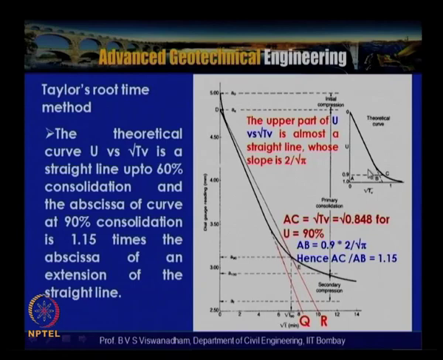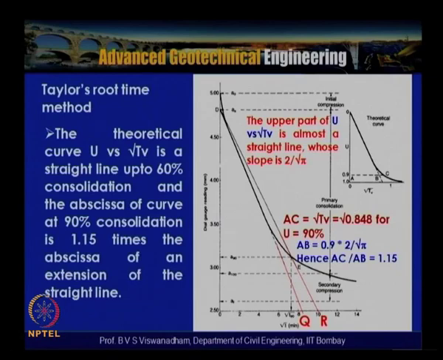This is actually obtained from the primary consolidation equation for U less than 60%. We said that T v is equal to pi by 4 into (U by 100) whole square. When you simplify that, we will get 2 by root pi as the slope, okay.